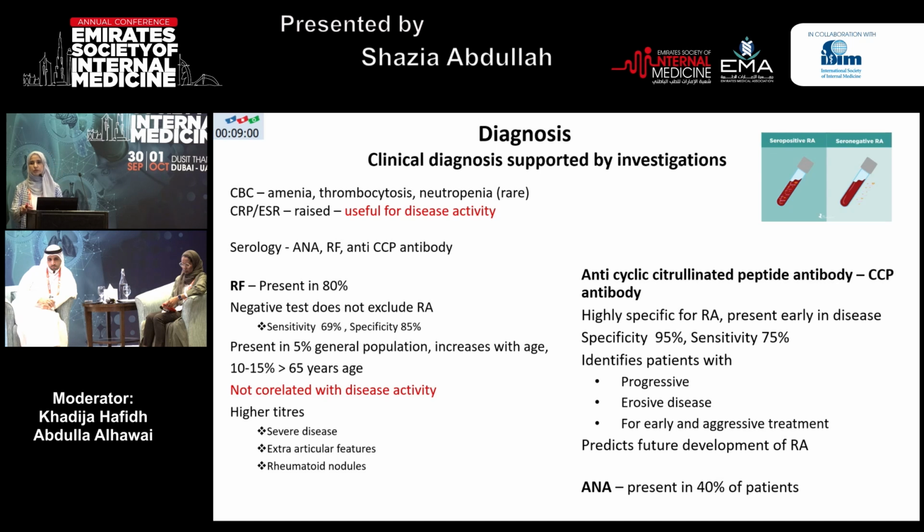The third autoantibody is ANA, which is not very specific. It's present in about 40% of the patients, but it's present in many other autoimmune diseases as well.